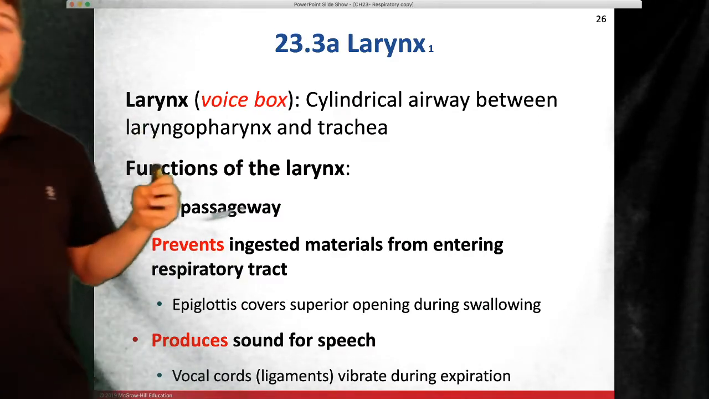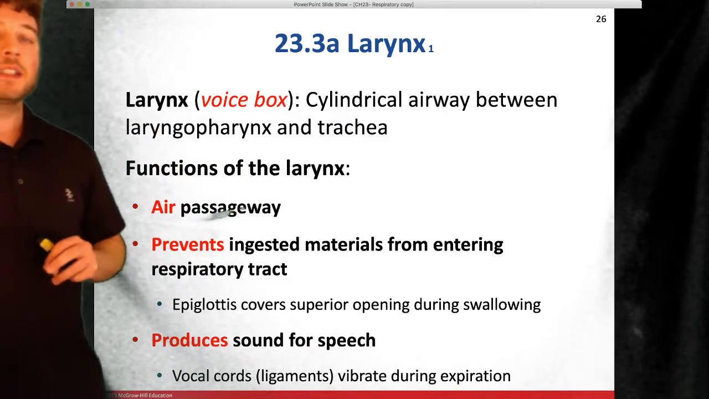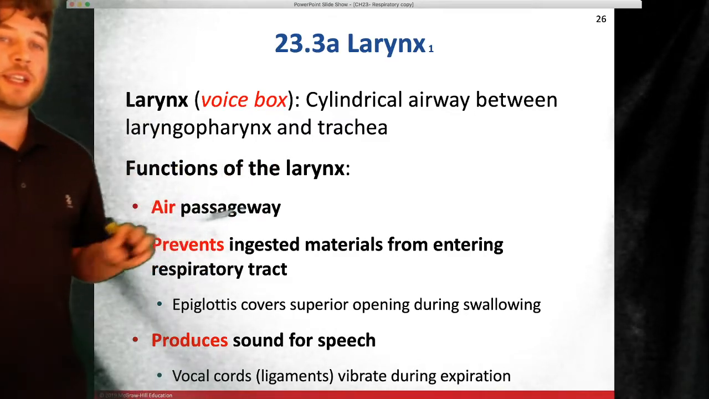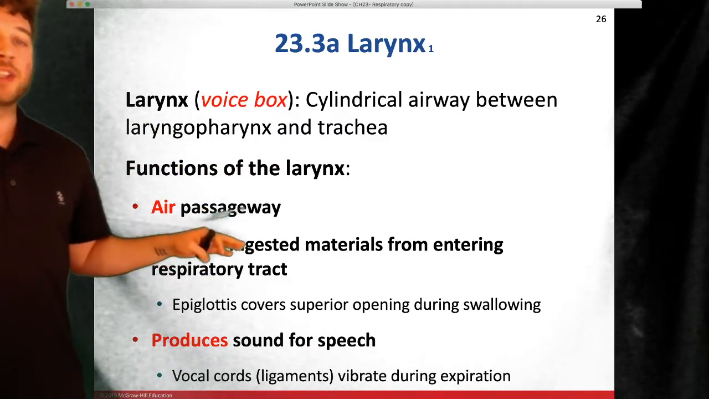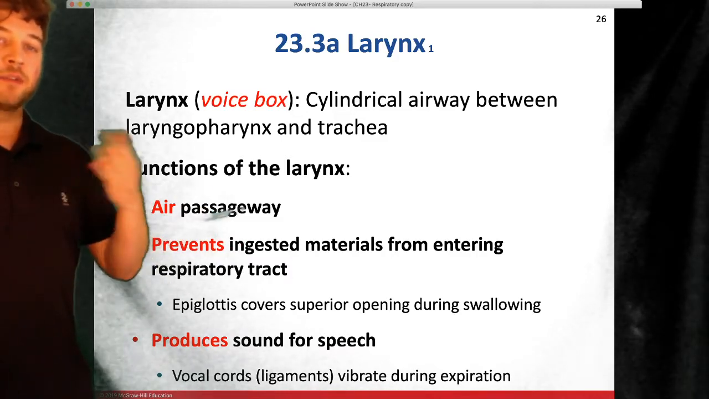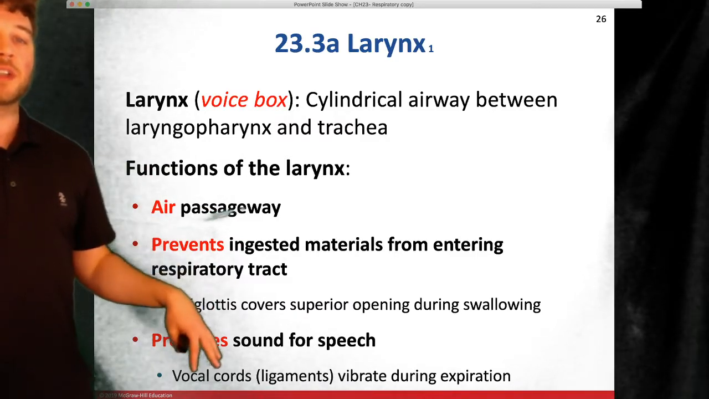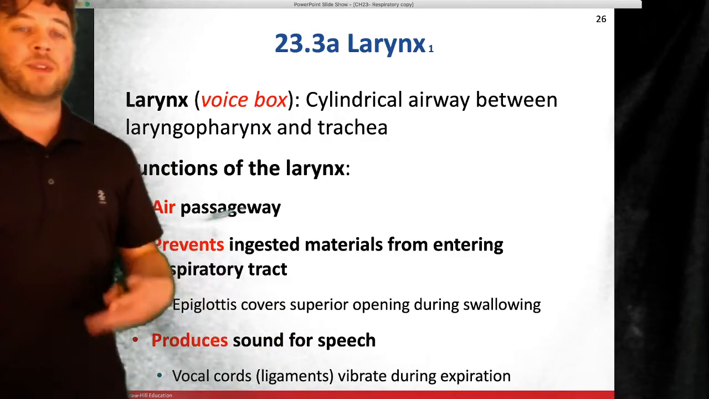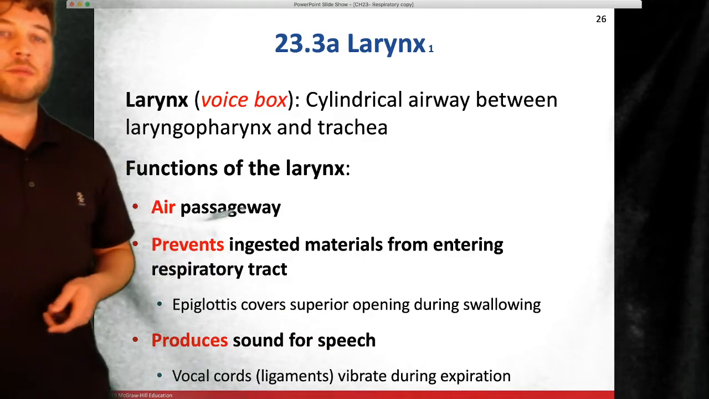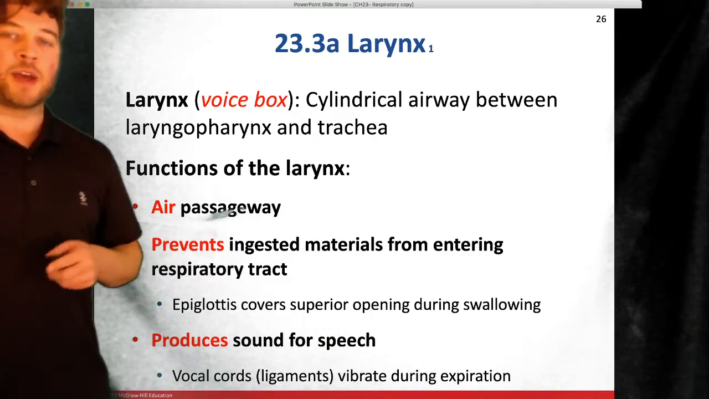The larynx is your voice box. It's the cylindrical pathway between the laryngopharynx and the trachea. So it functions as an air passageway. It prevents ingested materials from going into the respiratory tract. The epiglottis covers the larynx when we swallow. And it produces sound for speech. The vocal cords, the vocal ligaments, vibrate against air to produce sound. They produce it, and then obviously the mouth refines it.